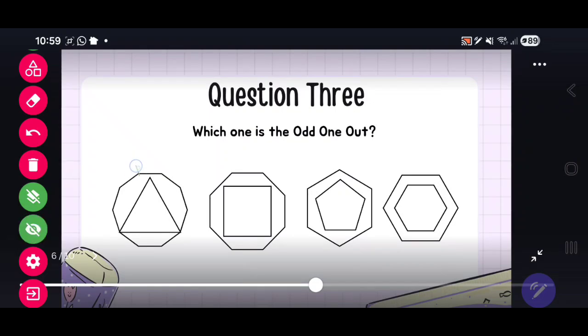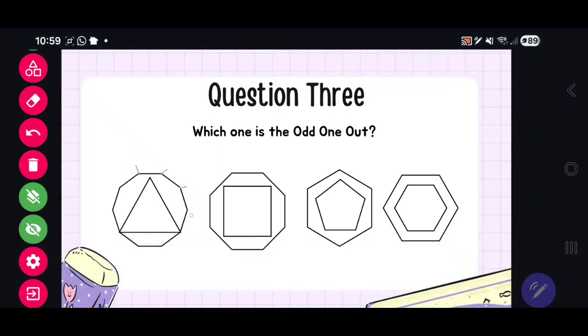So we have 1, 2, 3, 4, 5, 6, 7, 8, 9, 10. So this shape has 10 sides. Now this shape has 1, 2, 3, 4, 5, 6, 7, 8 sides. Now this shape has 1, 2, 3, 4, 5, 6 sides. And this shape has 1, 2, 3, 4, 5, 6 sides.